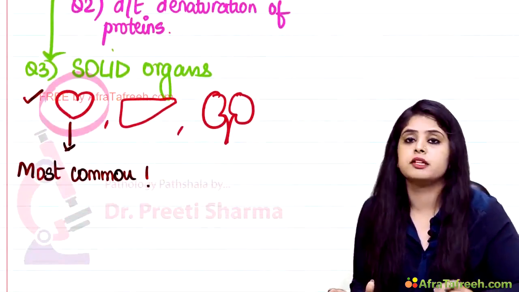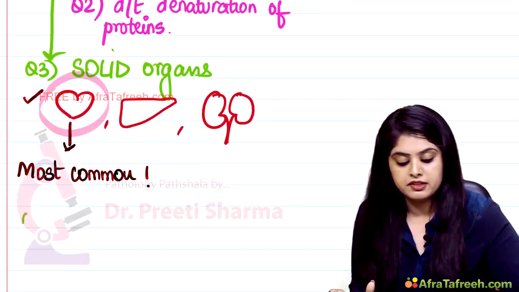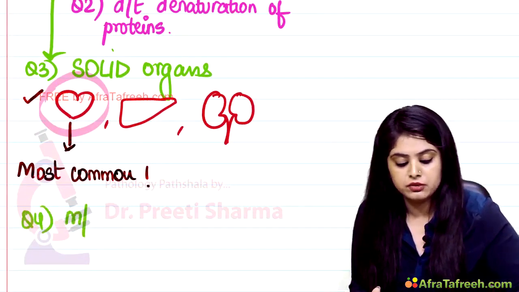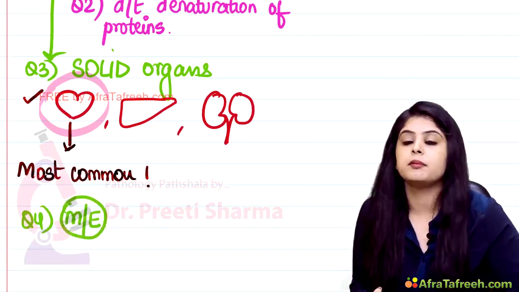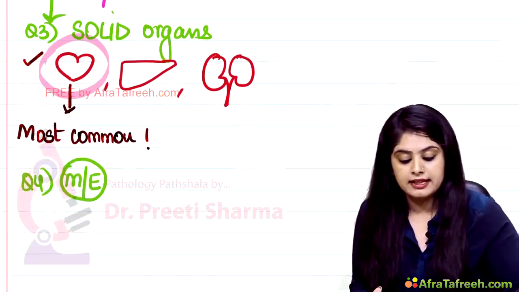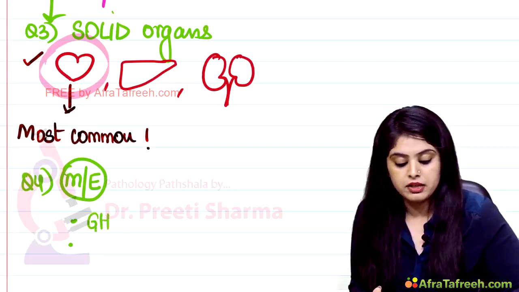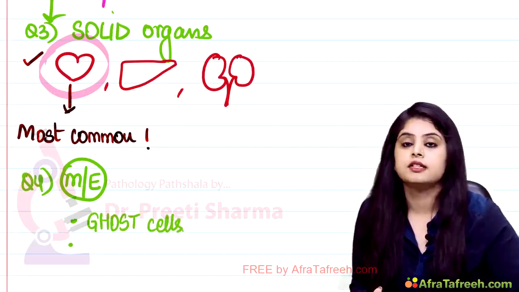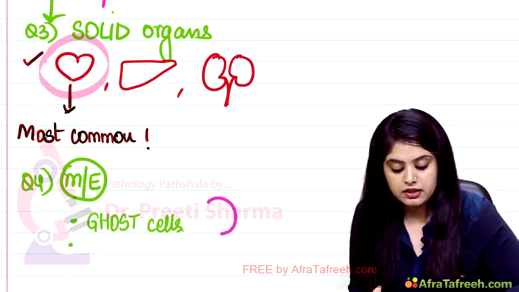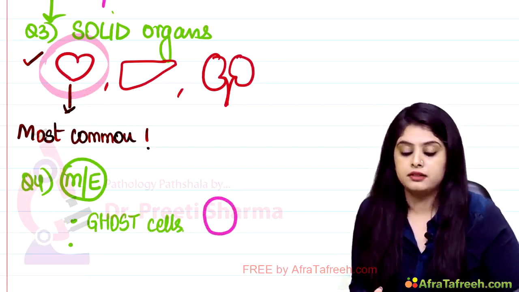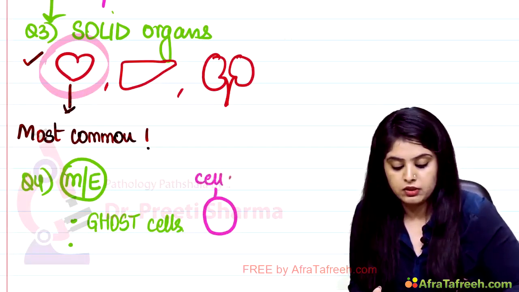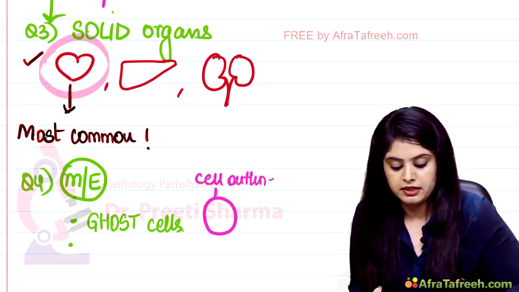After you've done this particular concept, what you can never escape in pathology is the microscopic examination. How will this appear under the microscope? And there are 2 terms that are very commonly used. Number 1 are the ghost cells. What do you mean by these? That is, the cellular outline will be maintained, right? The cell outline is going to be maintained.